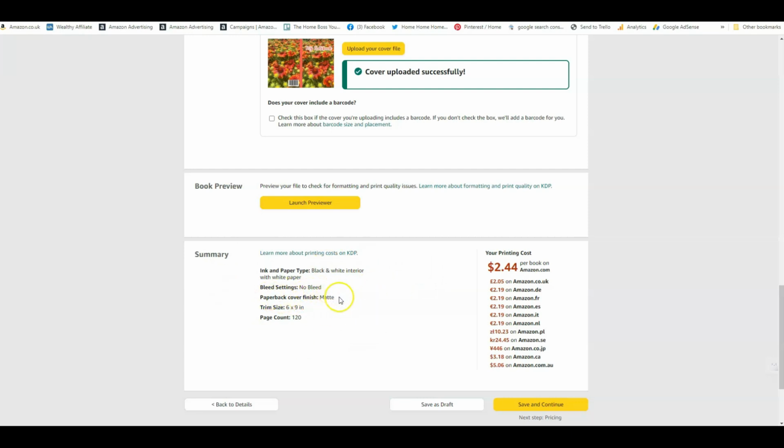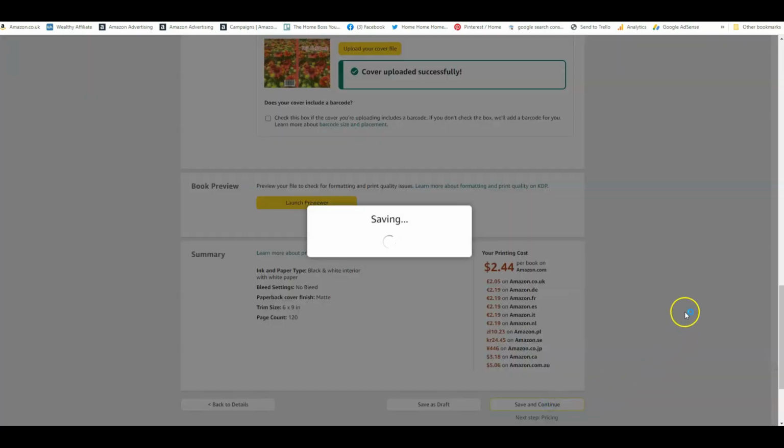The bleed setting is no bleed. The cover is matte, the trim size, and the page count. And then it's telling us that it will cost $2.44 to print our book on Amazon.com, and this is the printing cost on all the other markets. So now we can click Save and Continue, and we're getting to the end now of uploading our book, so let's do that.